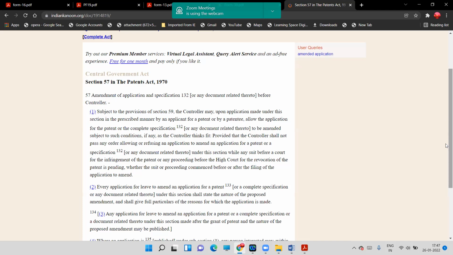Even before getting the FER, we ourselves may find some typo errors in the document, which may alter the entire meaning of the invention. We can request the controller to allow us to amend this application and the related documents.